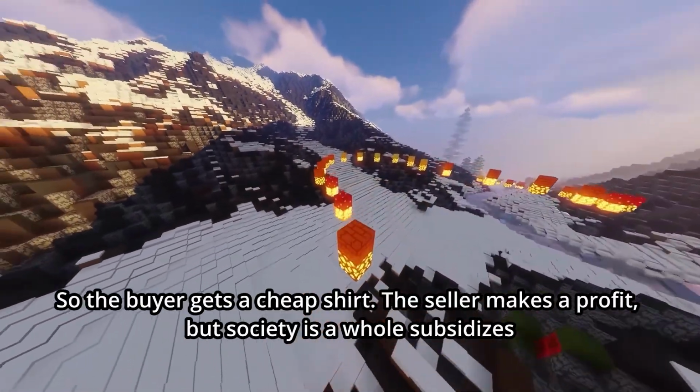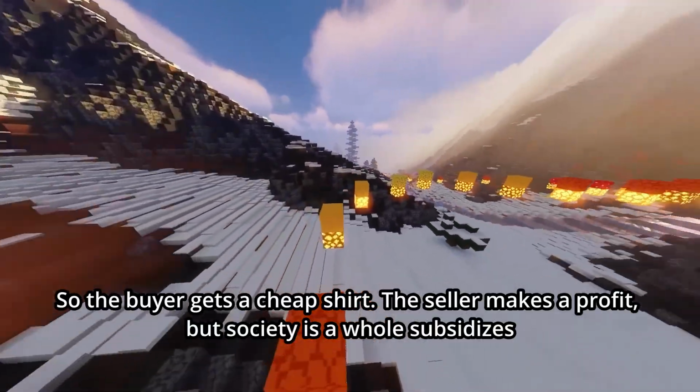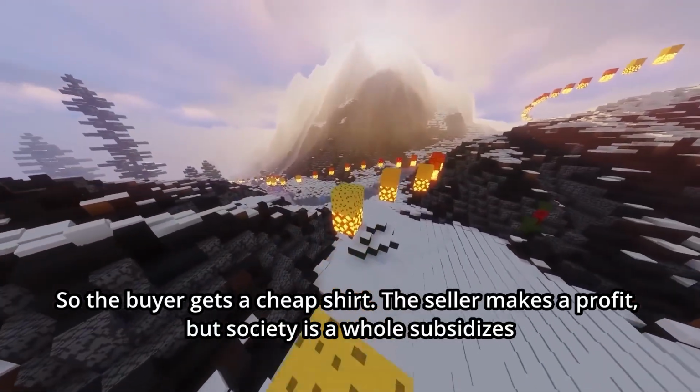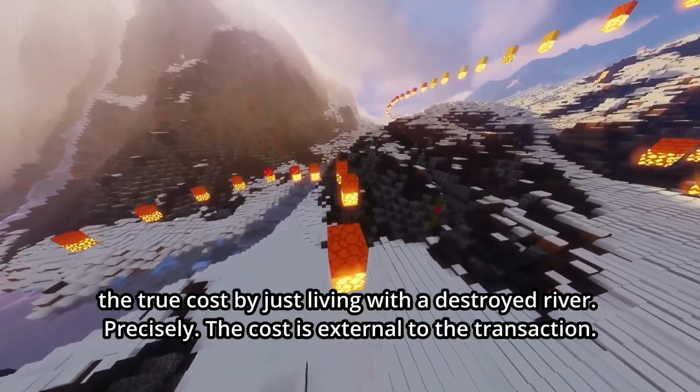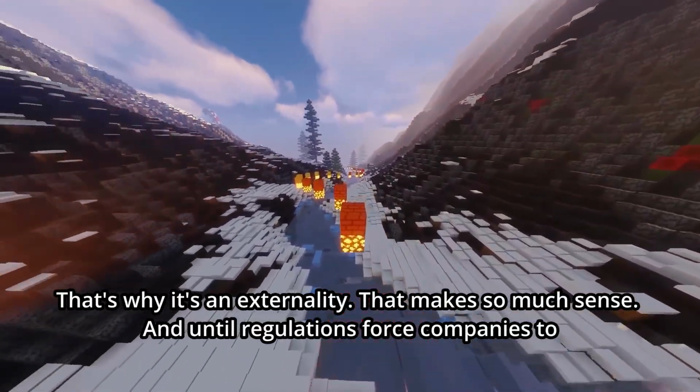So the buyer gets a cheap shirt, the seller makes a profit, but society as a whole subsidizes the true cost by just living with a destroyed river. Precisely. The cost is external to the transaction. That's why it's an externality.